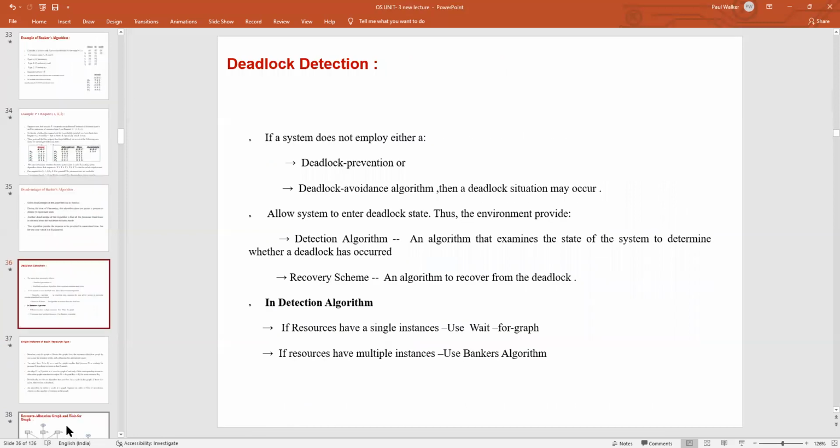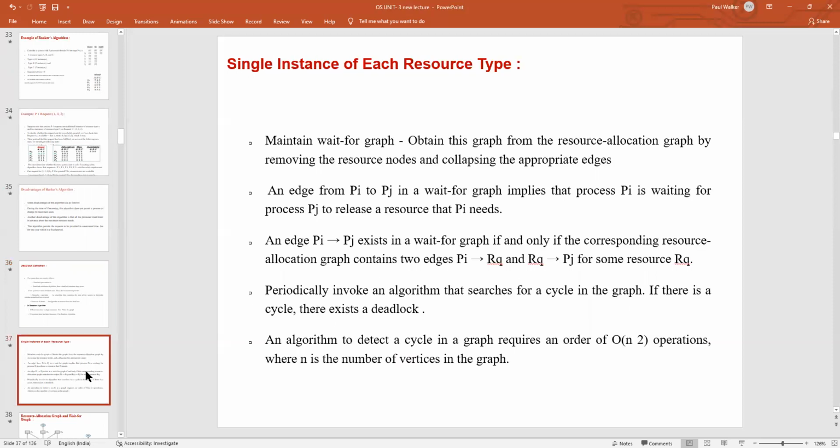So the next approach is deadlock detection. Unlike the deadlock prevention and avoidance methods, deadlock detection is also another important method. Here we are using the wait-for graph, the resource allocation graph, and the Banker's algorithm for this approach. For single instances of resources, we are using this approach. For the edge from PI to PJ, this wait-for graph is used.